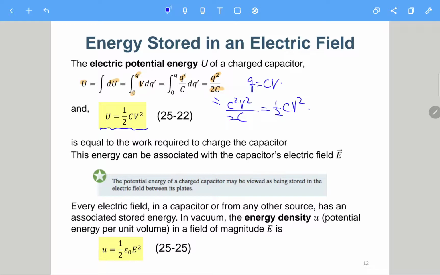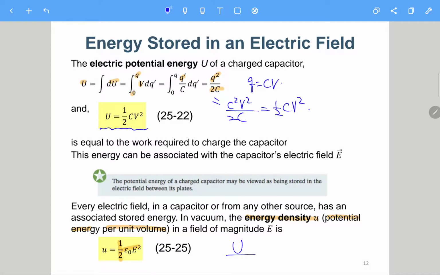So in another sense, this is the energy density u, which is the potential energy stored per unit volume, which will be like this. So actually, this is the U, and we divide it by the volume.